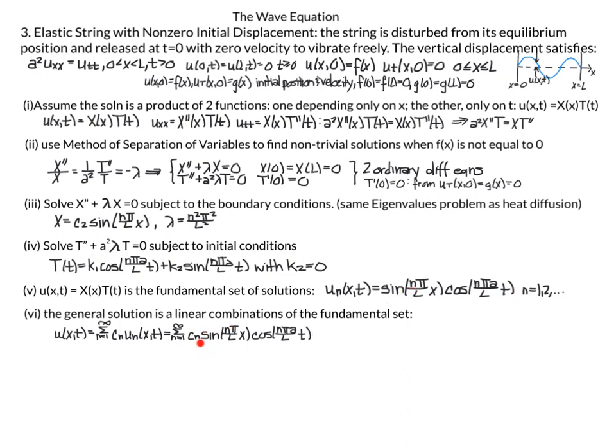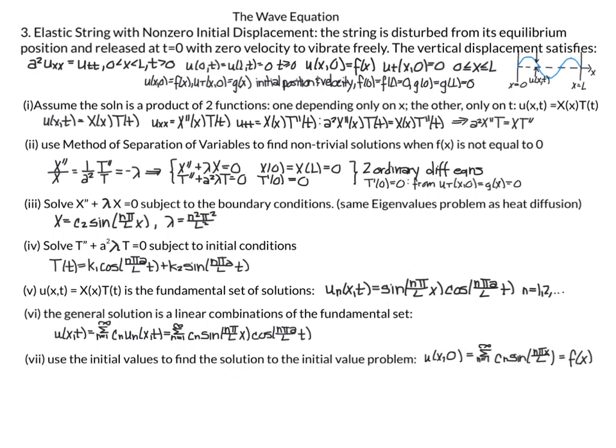To solve for Cn, the coefficients in front of each fundamental solution for a particular value of n, we need to use another initial condition. The initial condition we want to use is right here: at t equals 0, u of x,0 is equal to f of x. Remember, we solved for x using the boundary conditions at x equals 0 and x equals L, that these two ends are fixed at 0.